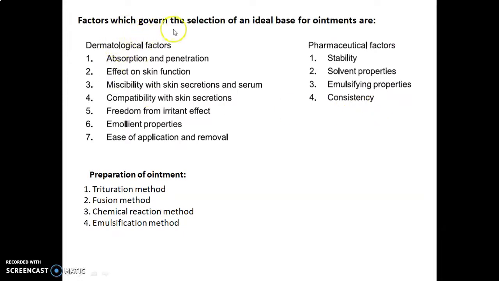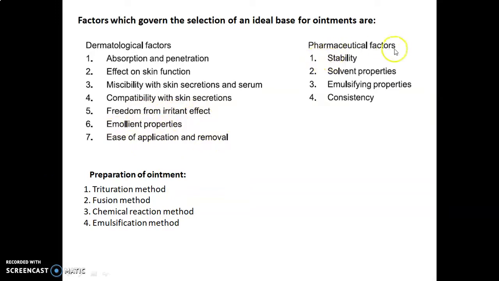The factors which govern the selection of an ideal base for ointments are of two kinds: dermatological factors and pharmaceutical factors. Dermatological factors are of seven types: absorption and penetration as the first factor, then effect on skin function, miscibility with skin secretions and serum, compatibility with the skin secretions, freedom from irritant effect, emollient properties, and ease of application and removal.